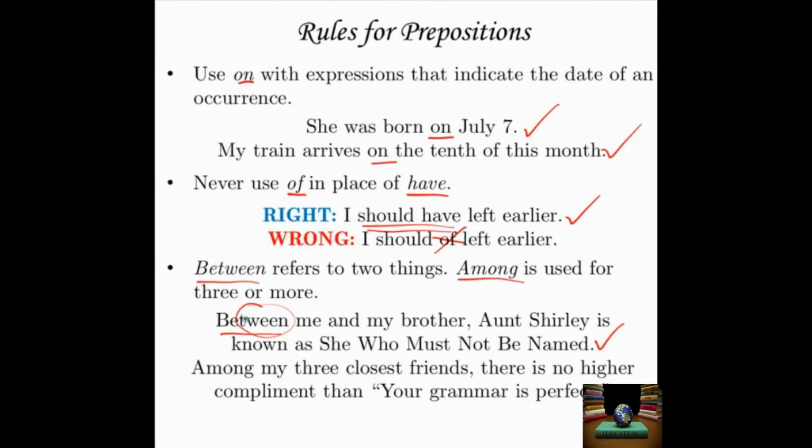Among my three closest friends, there is no higher compliment than your grammar is perfect. Of course, since we're talking about my three closest friends, that's more than two, so we use among.